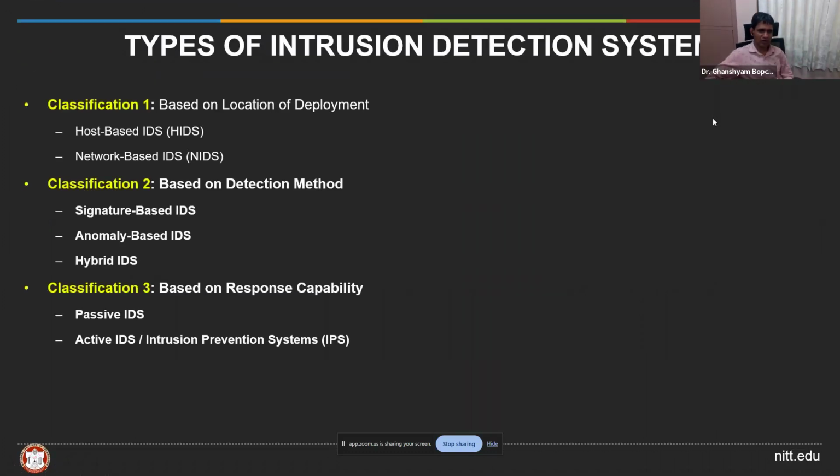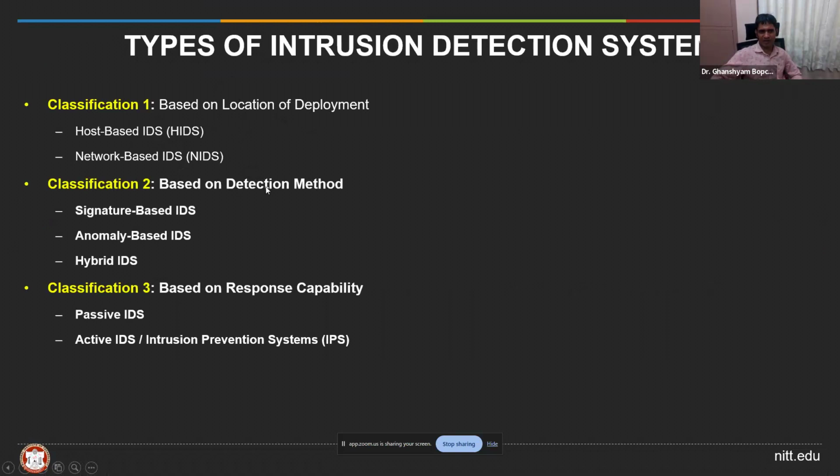And when we go to the typical classification of IDS, the first classification goes based on the location of deployment, where we are going to deploy. If you are going to deploy the IDS on a particular host and it monitors the host activities, then it is called a host based IDS. If you are going to deploy it onto the network, then it is a network based IDS.